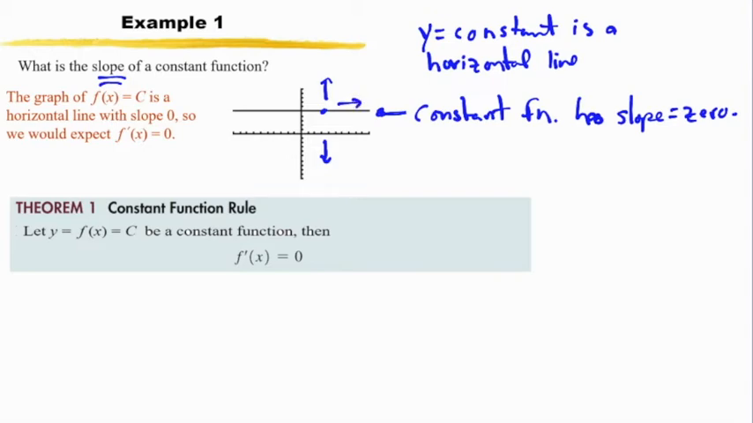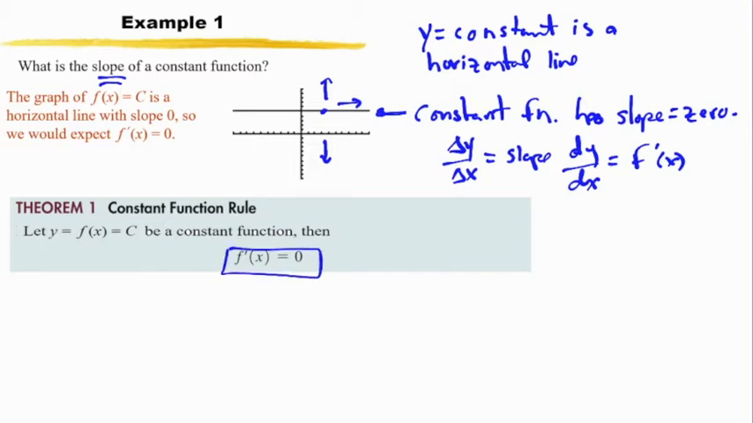So we're talking about how y changes as x changes. Delta y over delta x is slope. And if we look at dy over dx, which was our derivative notation, which is the same as f prime of x, we're talking about a rate of change of a function. It is the same concept as slope. So we can say the derivative of any constant will be 0.